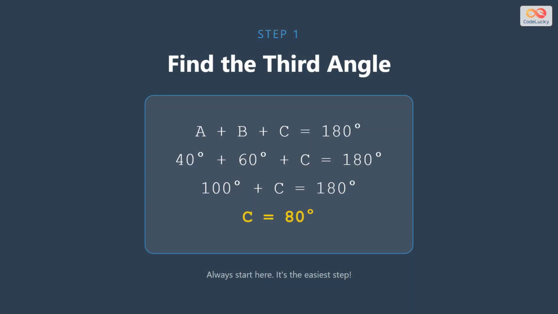Step 1 is always the easiest. Since the sum of angles in any triangle is always 180 degrees, we can find the missing angle C by subtracting the known angles from 180. So, 180 minus 40 minus 60 gives us 80 degrees. Now we know all three angles.